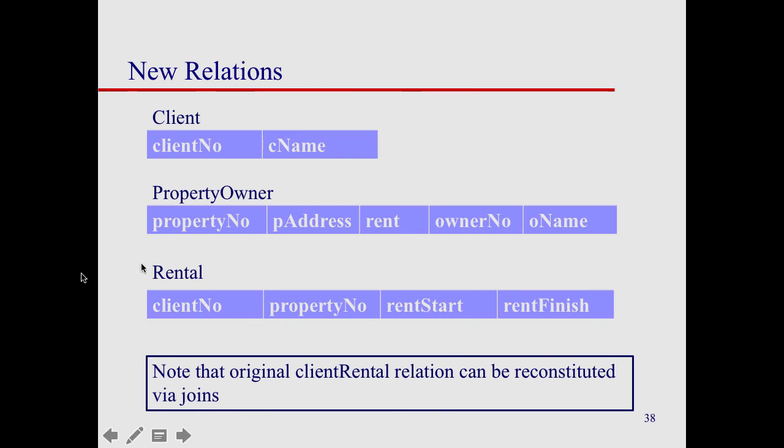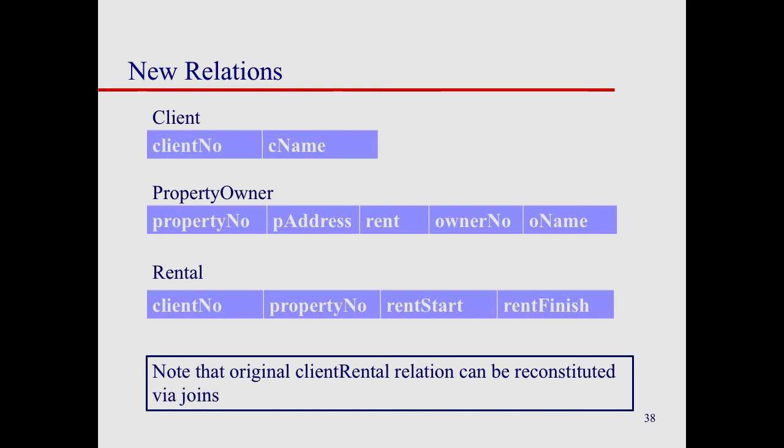And we're now left with this so-called rental relation, which still has the client number and property number. So it still has the two determinants that we moved, but we've deleted all of the attributes on the right-hand side of those two dependencies. And all we're left with are rent start and rent finish, and they are fully functionally dependent on the client number and the property number.